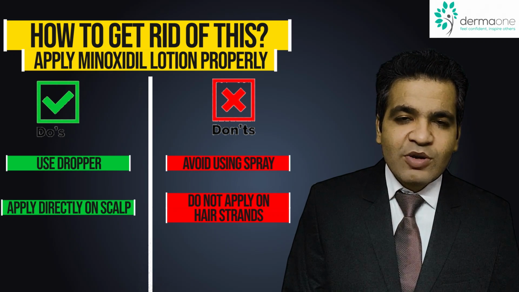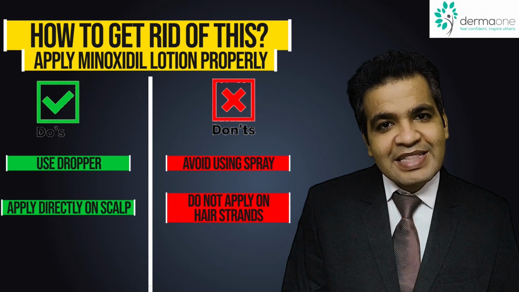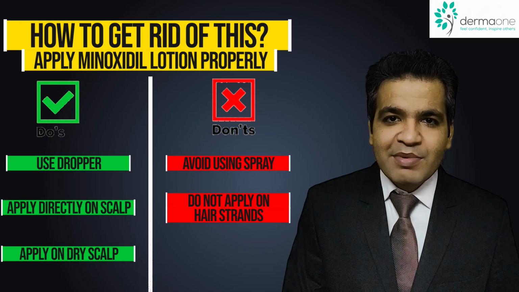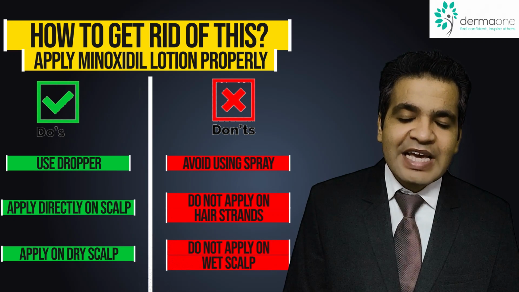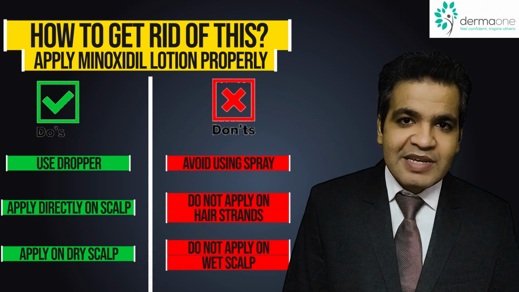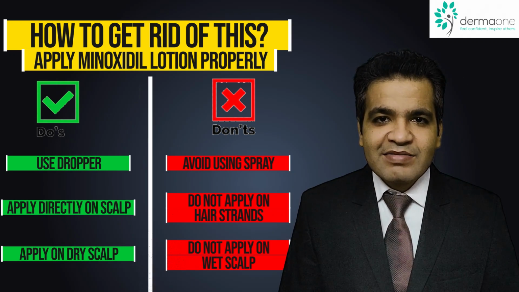Now, when you're using the dropper, you should apply the lotion directly to your scalp. Also, the second thing that you should take care of is that your scalp and hair should be dry when you're applying minoxidil. If your hair is wet, if your scalp is wet and you're applying minoxidil on top of it, number one thing is it will not work properly. And number two thing is that it will make your hair appear even more dry and messy.